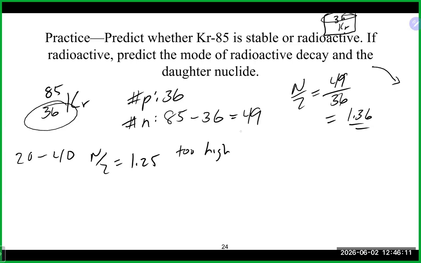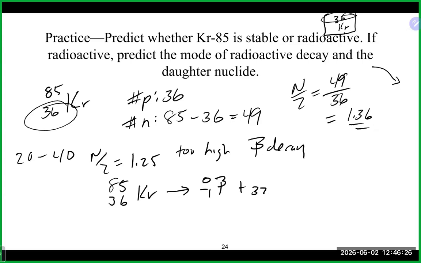So when we're too high like this, we're looking at a beta decay that's going to occur. If we wrote our equation here, we would have this beta decay coming off. We're going to have to go to 37 in this case because of the -1. Again, going to the periodic table, 37 is Rb. Up on top, 85 and 0 is 85 in this case.